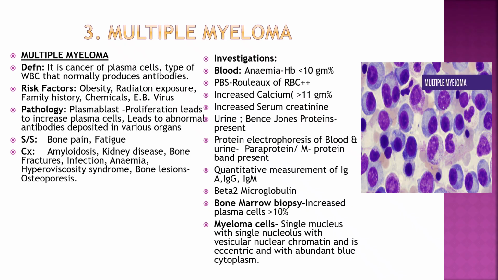Investigation: blood, anemia, hemoglobin less than 10 gram percent, PBS, rouleaux formation of RBC seen, increased calcium more than 11 gram percent, increased serum creatinine, urine, Bence-Jones proteins are present, protein electrophoresis of blood and urine, paraprotein, that is M protein band present, quantitative measurement of immunoglobulin A, IgG and IgM increase, beta 2 microglobulin present, bone marrow biopsy, increased plasma cells more than 10% in the bone marrow, myeloma cells, single nucleus with single nucleolus with vesicular nuclear chromatin and is eccentric and with abundant blue cytoplasm that you can see in this picture.